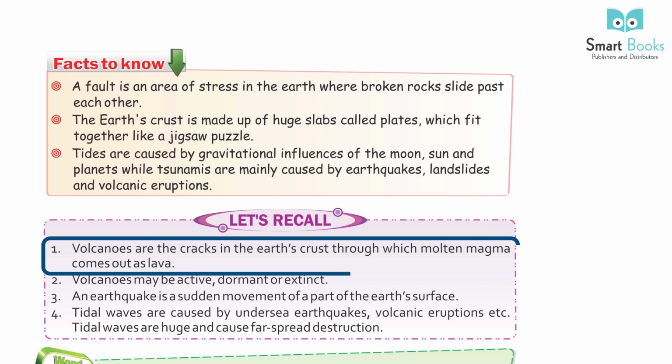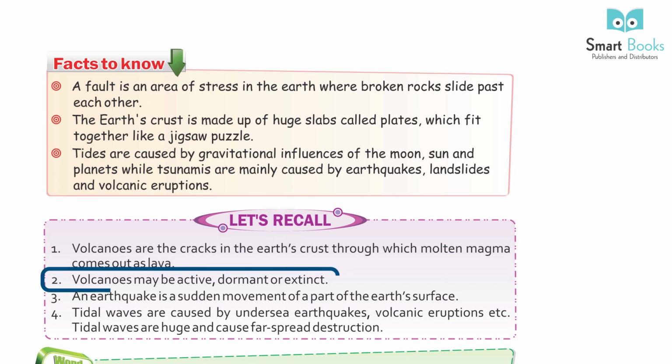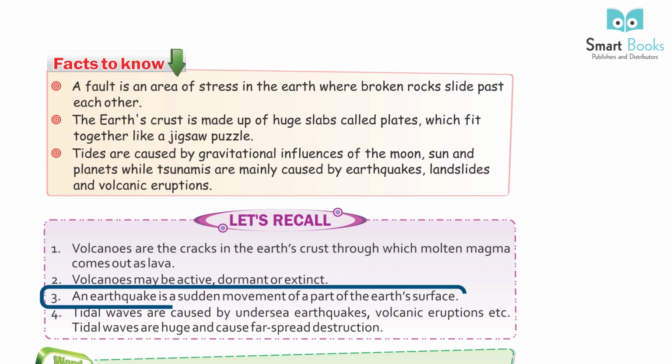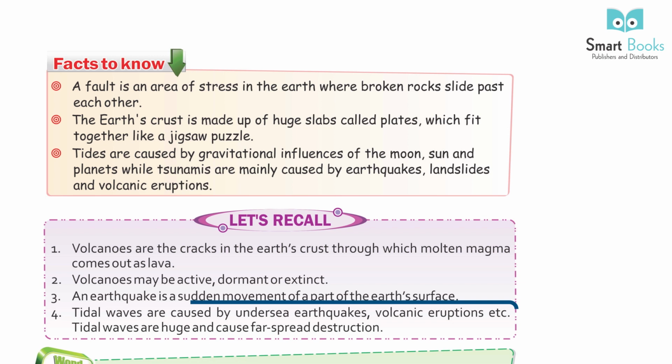1. Volcanoes are the cracks in the earth's crust through which molten magma comes out as lava. 2. Volcanoes may be active, dormant or extinct. 3. An earthquake is a sudden movement of a part of the earth's surface. 4. Tidal waves are caused by undersea earthquakes, volcanic eruptions, etc. Tidal waves are huge and cause far-spread destruction.